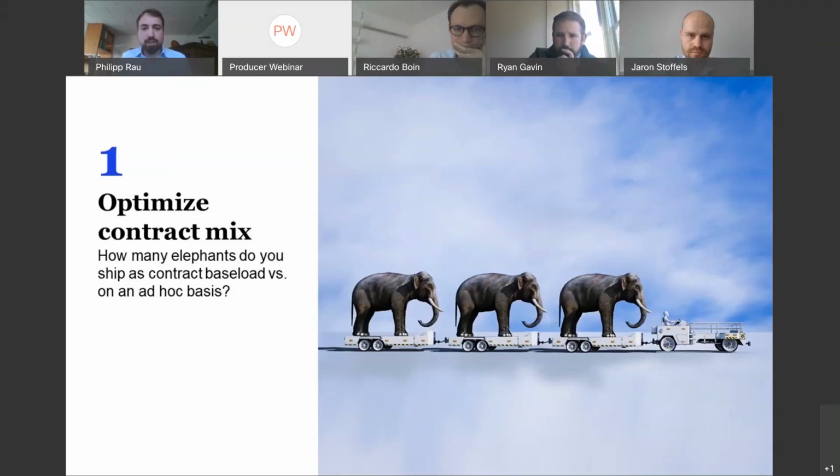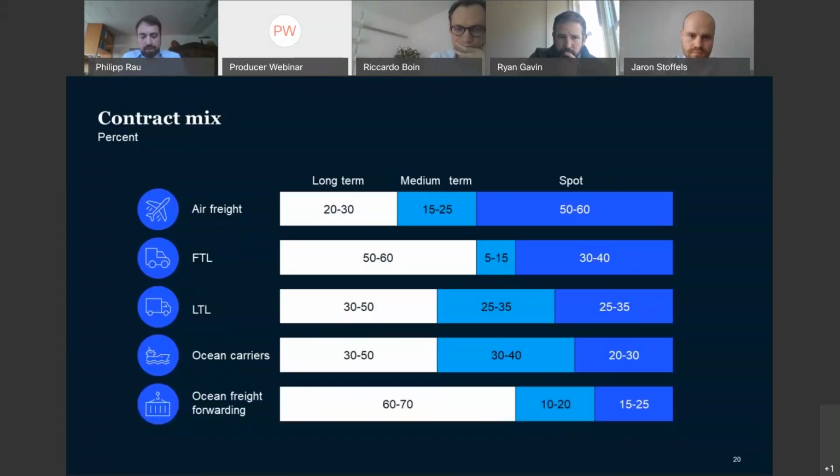I think the first question I want to capture is, how many elephants are we now going to ship as a contract base load versus how much are we going to ship on an ad hoc basis? And I think what is very important to acknowledge is that for logistics, with all the respective subsectors that we all know, there is no one size fits all measure for pricing, simply because the contract mix is so different.